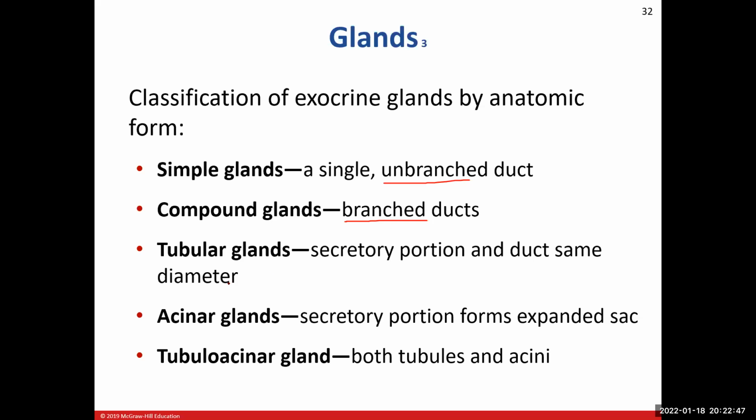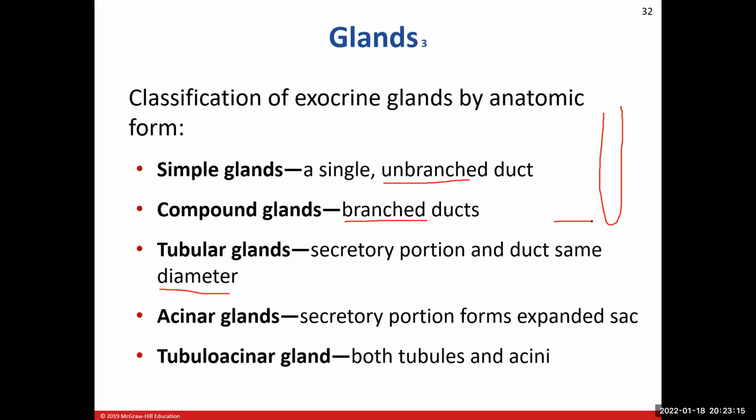And then we have tubular glands, acinar glands, and tubular acinar glands. And that refers to the secretory portion. That's the part that makes the secretions. So the tubular glands, when you hear that term, that means that the part that makes the secretions and the duct of the gland, right, they have the same diameter. So these glands will look just like a big tube like that.